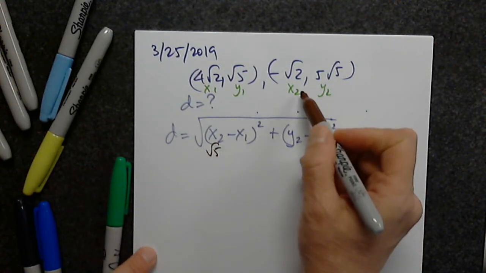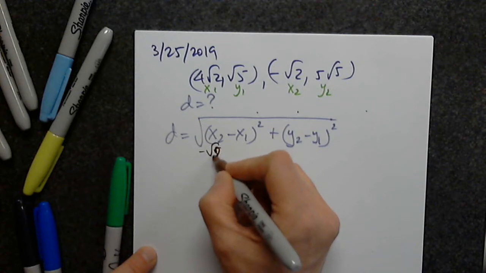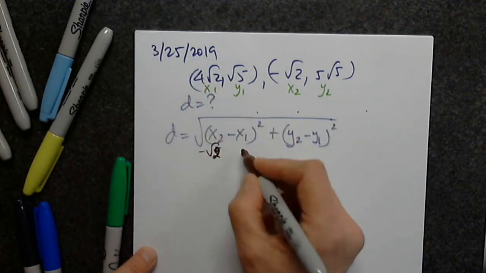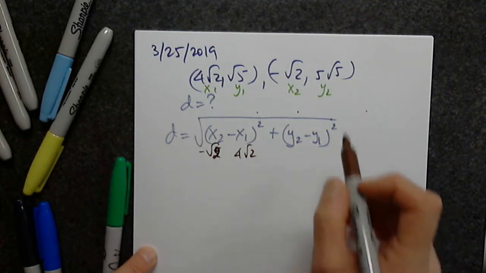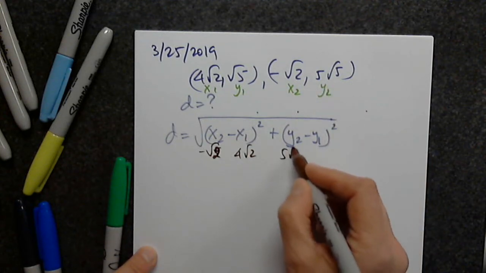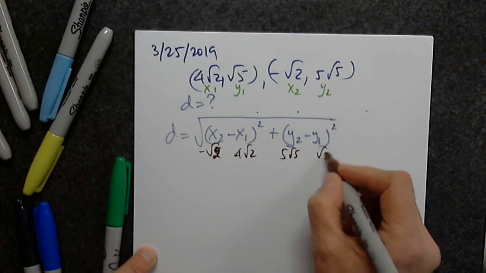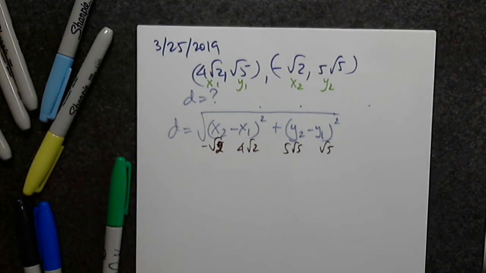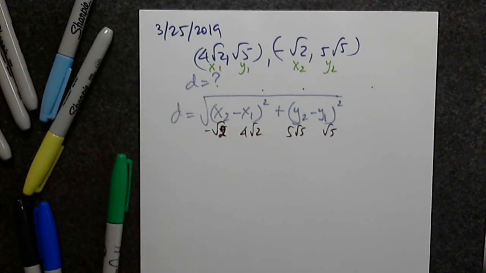I meant the square root, negative the square root of 2. That's what I meant. Okay, minus x sub 1, which is 4 the square root of 2. I copy y2, which is 5 the square root of 5, and I copy the square root of 5. If you like the method, please use it. If you have a different one, please use a different one.